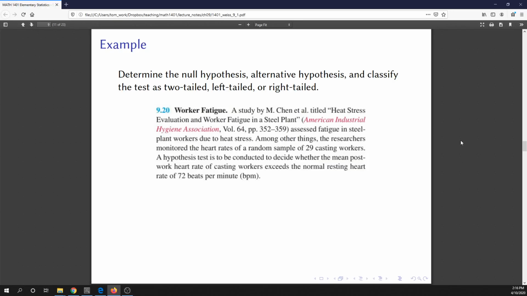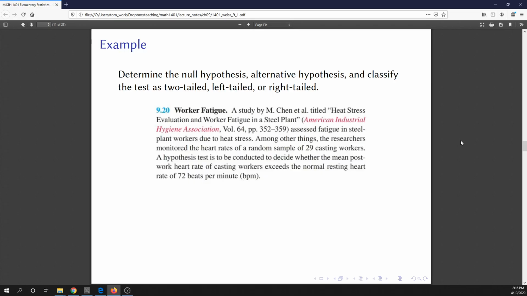In this video, we are going to work through problem 9.20 from our textbook. And what we want to do is determine the null hypothesis, the alternative hypothesis, and to classify the test as two-tailed, left-tailed, or right-tailed.